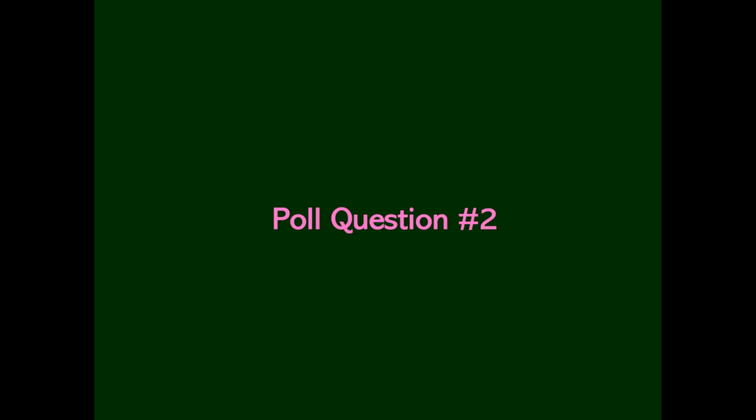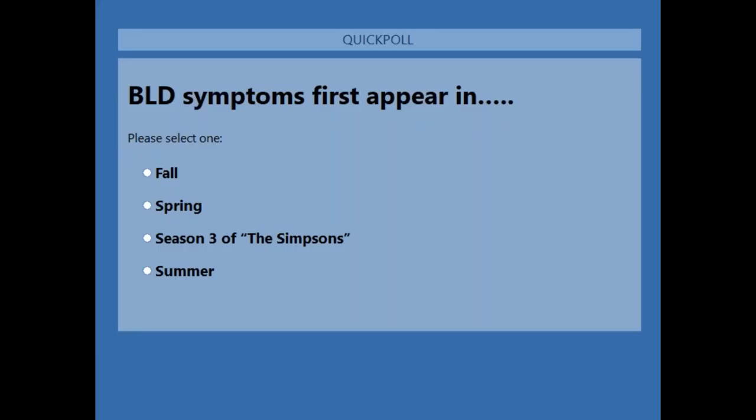Okay, and with that, I'll hand it over to you for poll question number two. So for people who might be unable to see the poll question pop up on their screen because you're using something small like a smartphone, I'll read the question. So the question is, beech leaf disease symptoms first appear in, and your choices are fall, spring, summer, or season three of the symptoms. If you can't answer this on the screen, you can put your answer into the questions box.